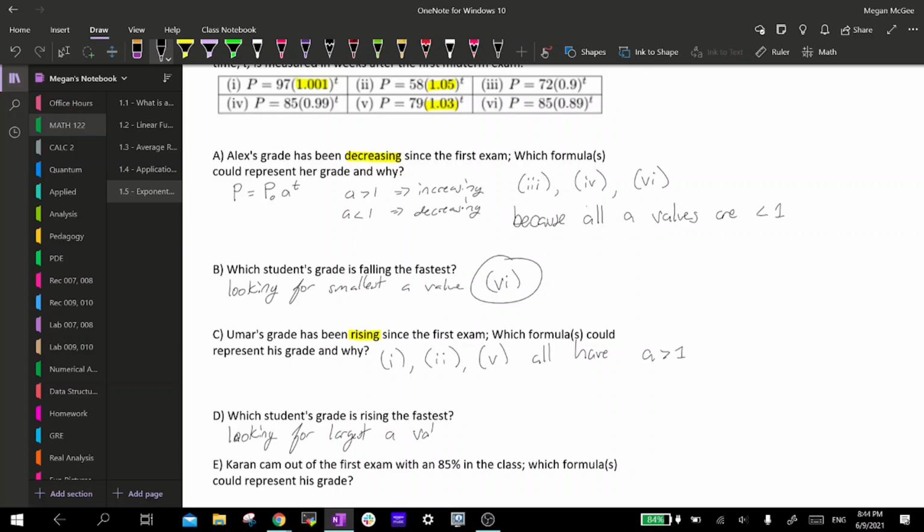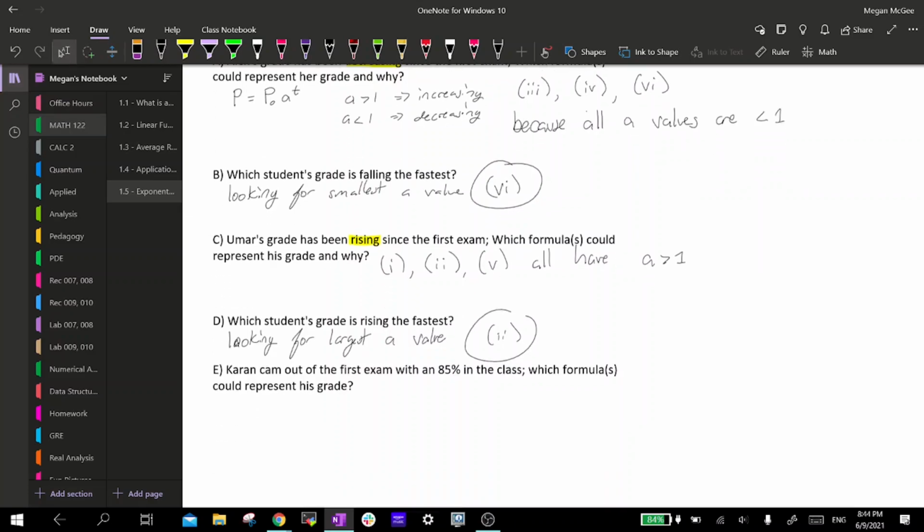Largest A value. Well, out of the three that are rising, it is equation number 2 that is rising the fastest. Okay.